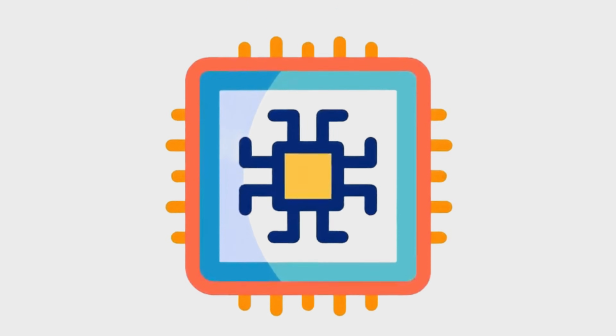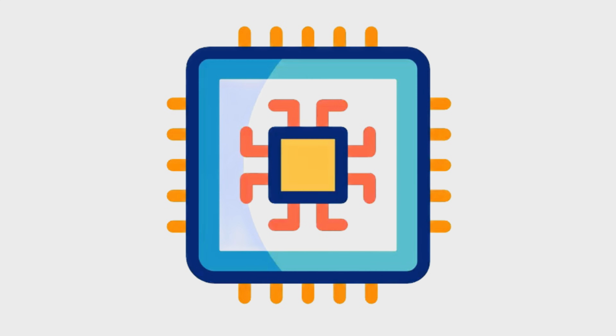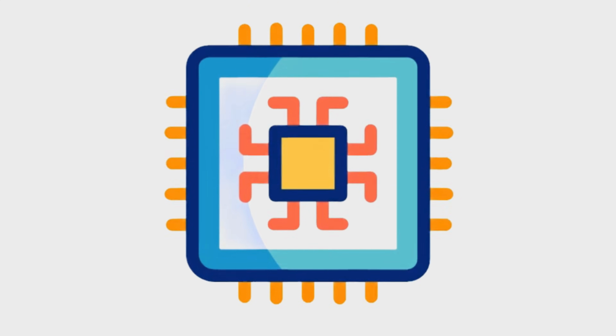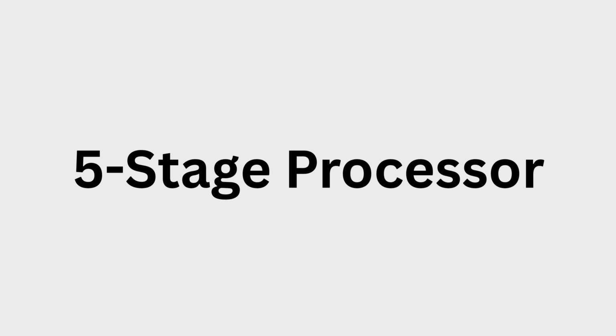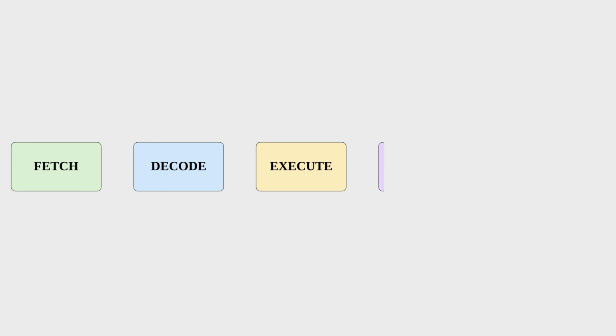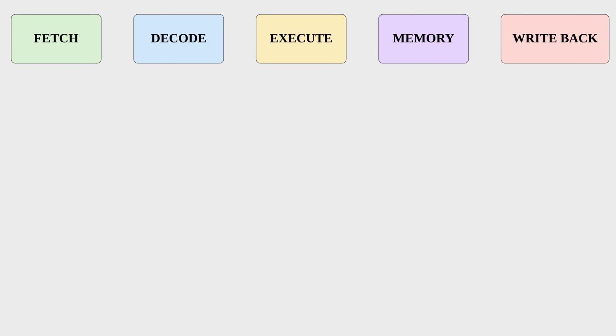In this video, we'll see how a CPU actually executes a program. To keep things simple, we'll use a 32-bit MIPS processor as our example. While modern processors are much more complex, the fundamental ideas are very similar. At a high level, a CPU executes instructions in 5 main stages: fetch, decode, execute, memory, and write back. Every instruction that a program runs passes through these stages.